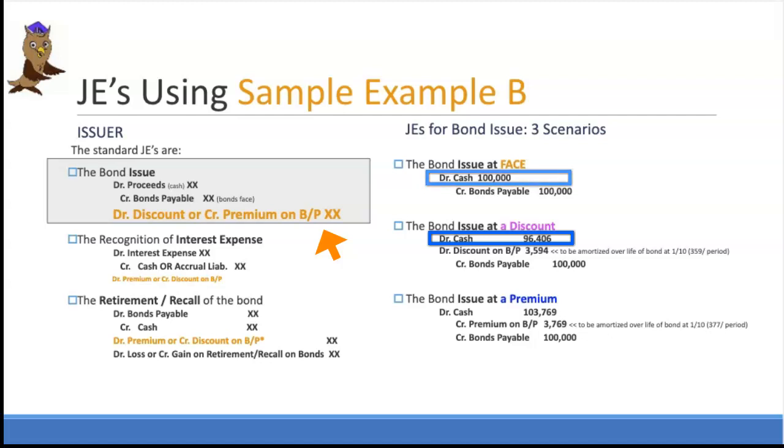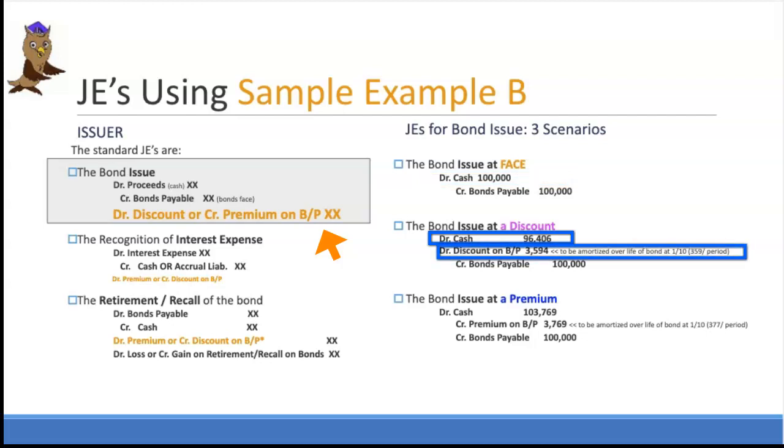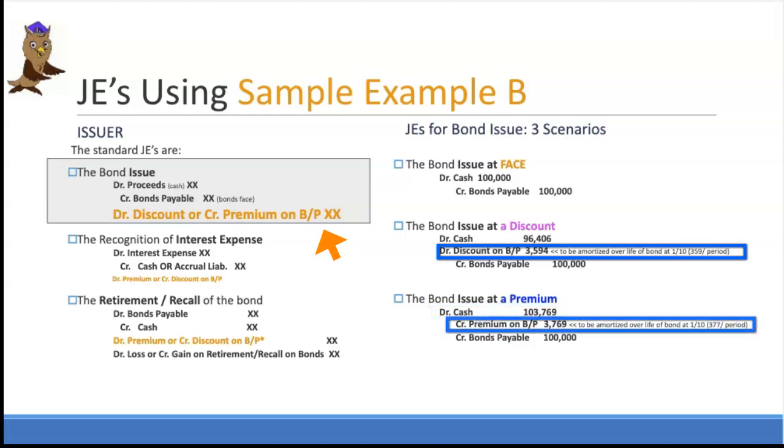96,406, with a corresponding debit to the discount on bonds payable account for 3,594. Alternatively, cash is debited for 103,769 when the bonds are issued at a premium. Its corresponding premium on bonds payable account is then credited for 3,769.